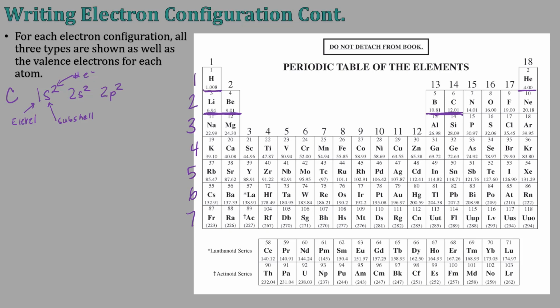We know that carbon has 6 electrons. If I look at all the electrons that I've put in here, it's 2, 4, 6 electrons. So that's the electron configuration for carbon, and that would be the longhand.